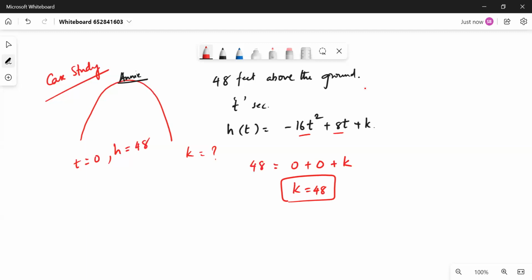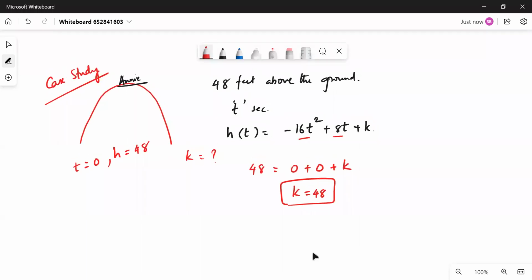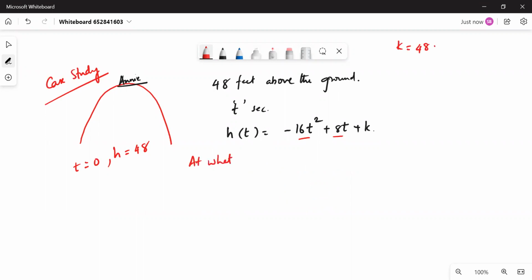Next question, sir. Same thing. In the same one, they are asking, I'll remove this part, sir. K value is 48, that we have found out. I'll write it over here. They are asking at what time will she touch the pool?